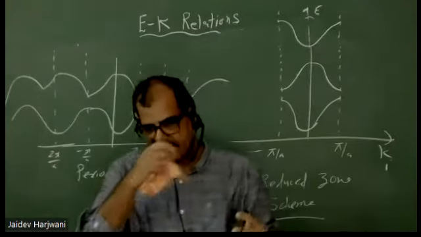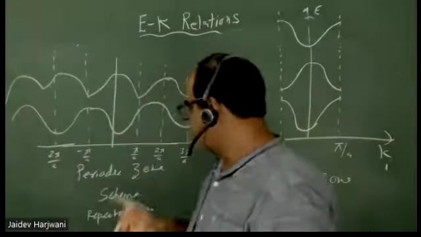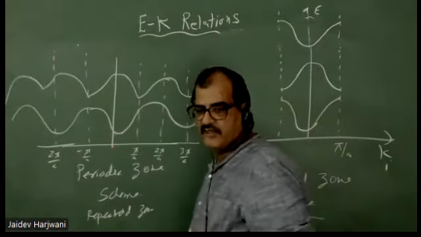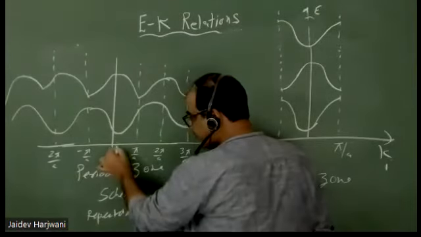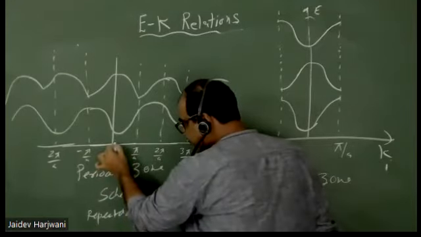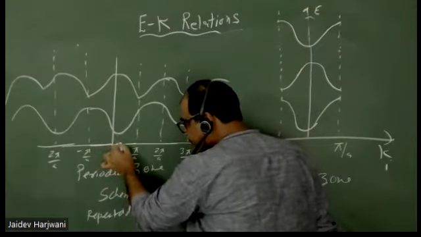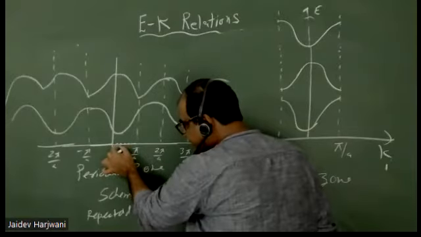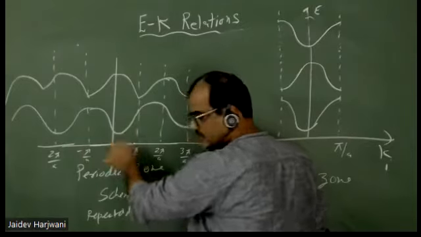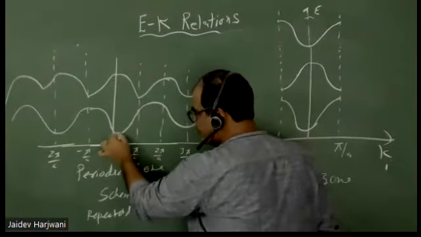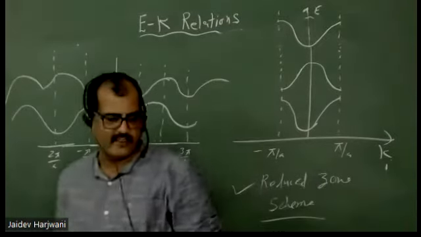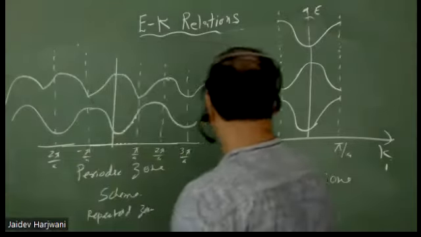N is the number of lattice points. Although I'm showing this as a continuous curve, it is not a continuous curve. There are only N by 2 states on this side and N by 2 states on this side. The k values here are separated by very small distances, and that's why it looks continuous. Actually this curve is not continuous, these are points.